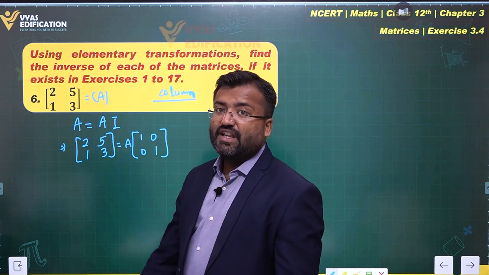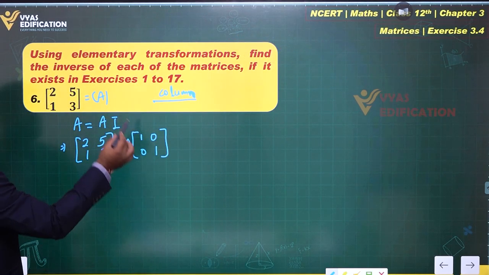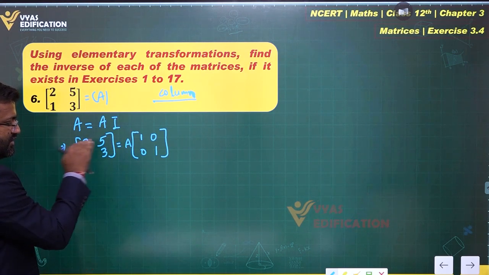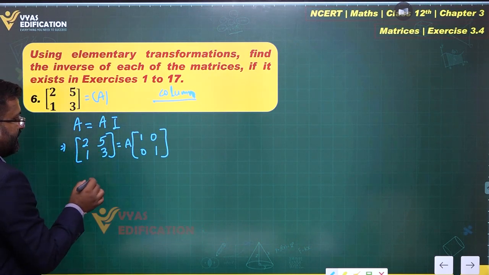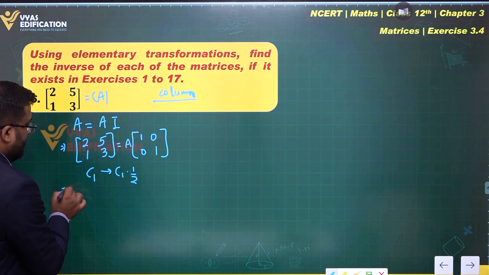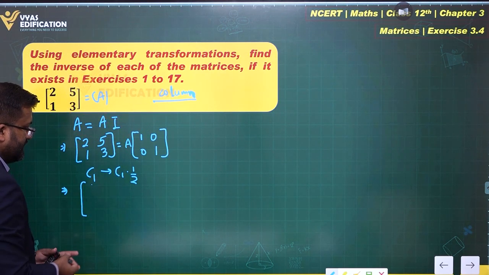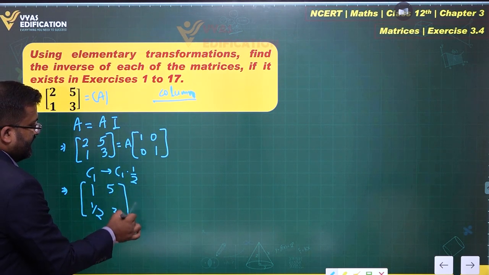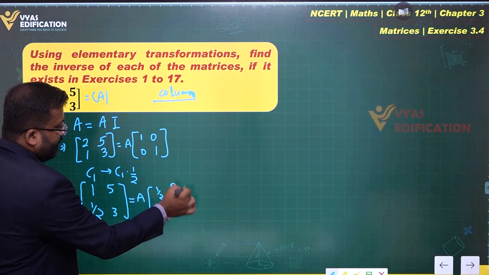On the LHS, we need to convert that into an identity matrix by converting A11 first. Since we are applying column transformations, let's focus on the first row. This element should be 1. Now for making this element 1, we'll apply column transformation: C1 is replaced by C1 times 1 by 2. This becomes 1, and this 1 becomes 1 by 2. This 5 and 3 remain as they are. This is equal to A times 1 by 2, 0, 0 and 1.